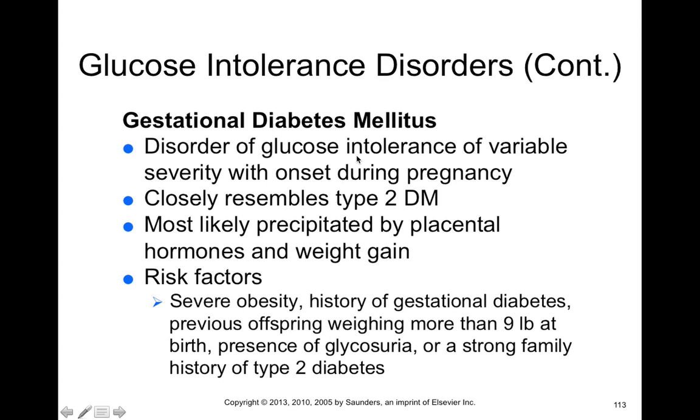Now, gestational diabetes is actually kind of interesting, you guys. And I'll try to explain it from a standpoint of evolution because I think it makes sense in this regard.